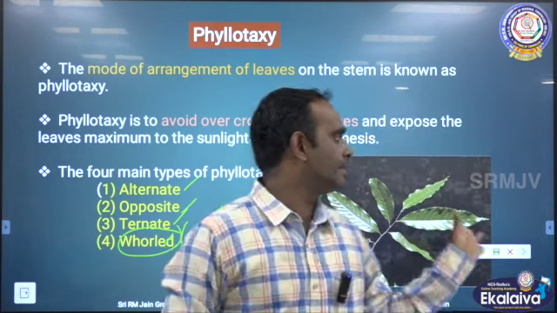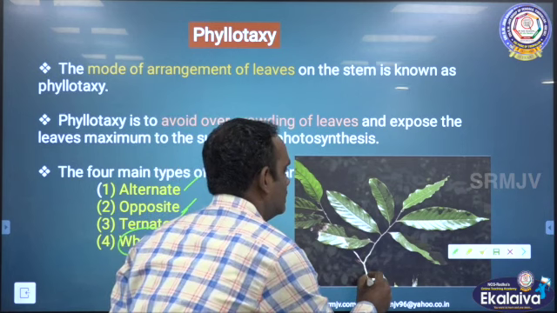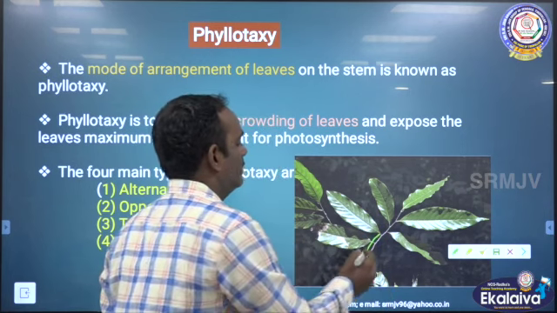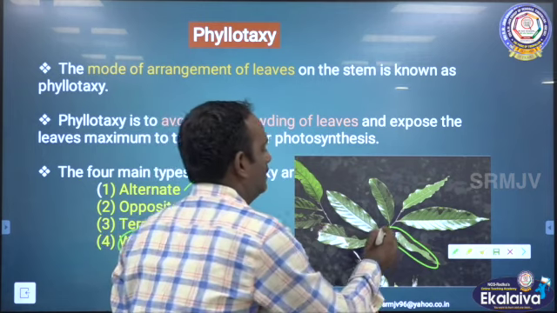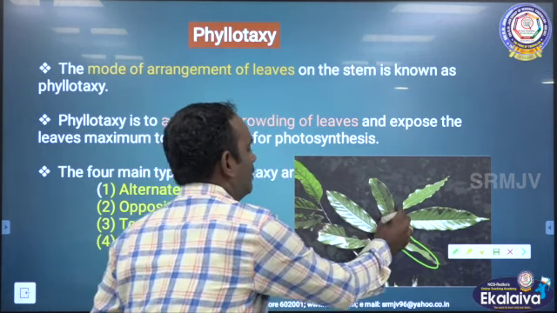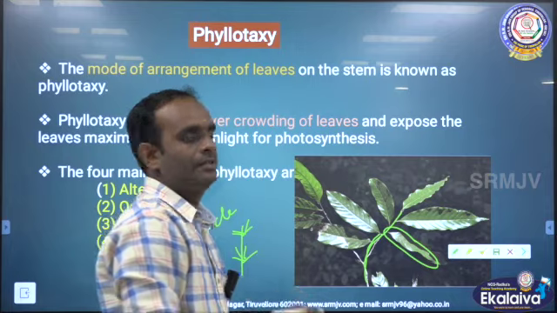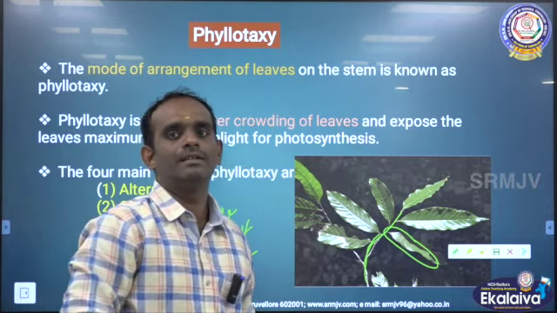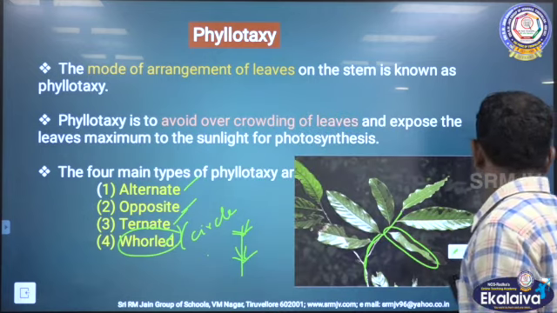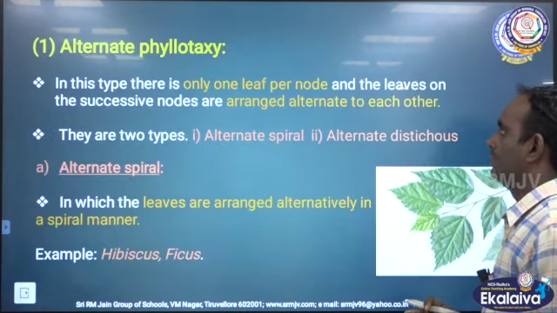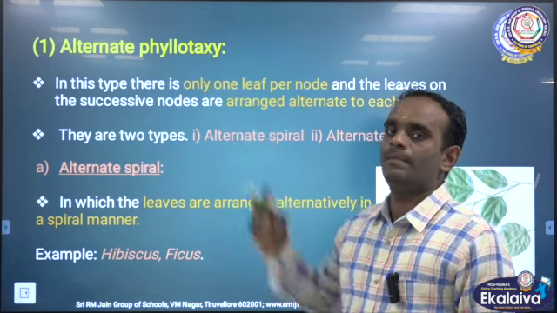See the picture here, children. This is the stem. Stem bears the leaves. The leaves are arranged on the stem. So, this is called Phyllotaxy. Can you get my point, children? Yes. First, we will see alternate Phyllotaxy.